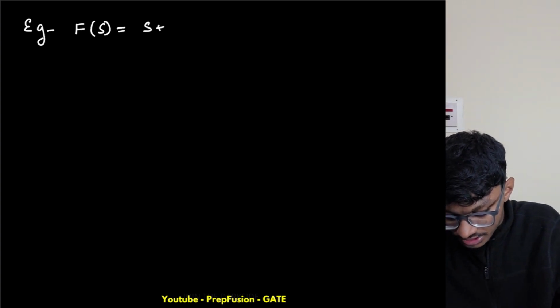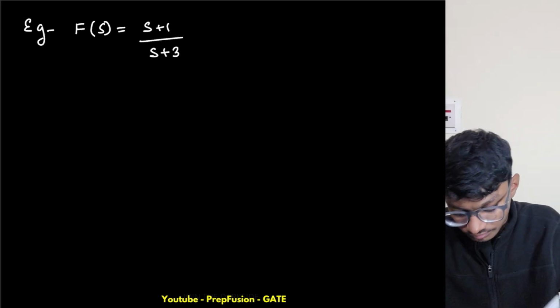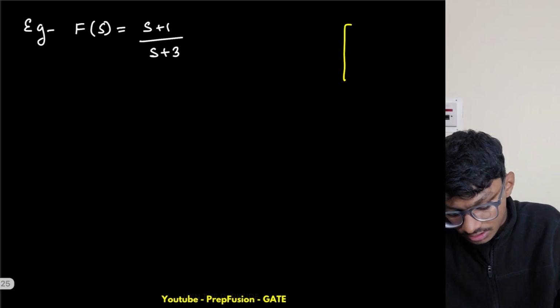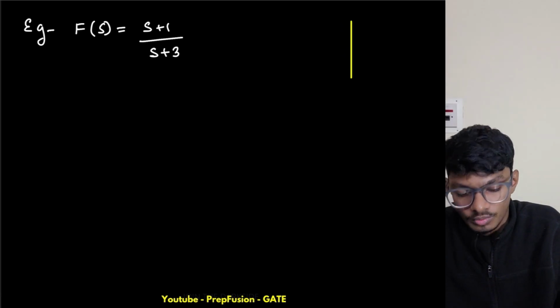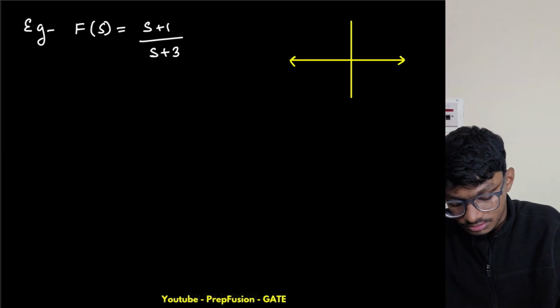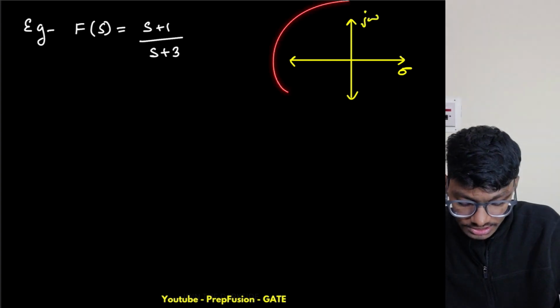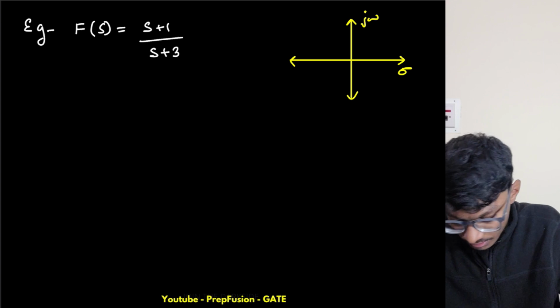Let's take an example where I have f of s equals s plus 1 divided by s plus 3 basically, right? And what is s? s is the sigma j omega plane, right?